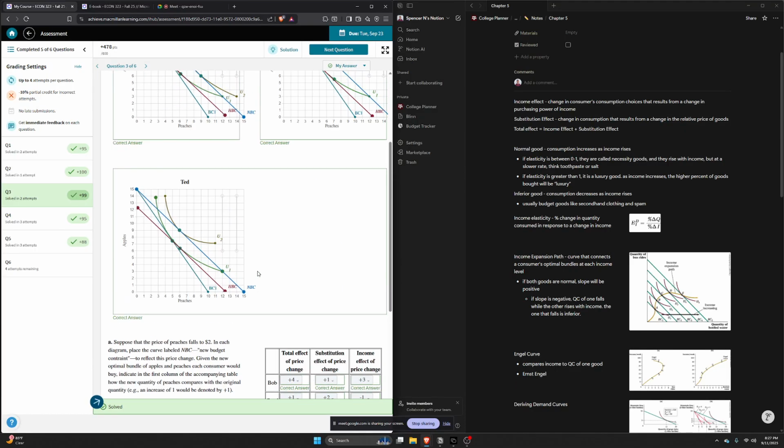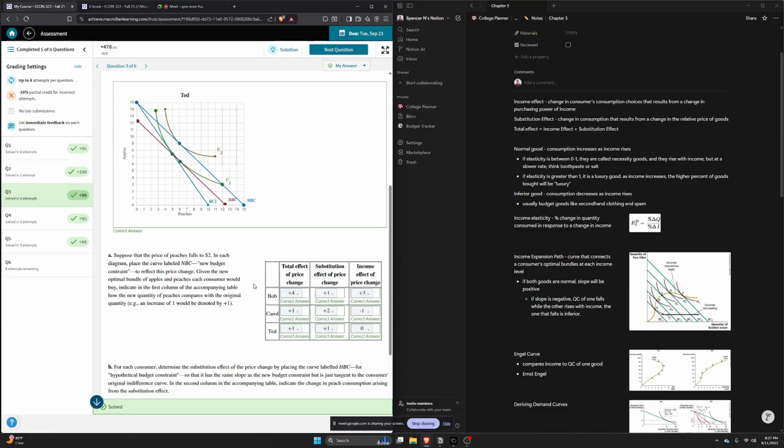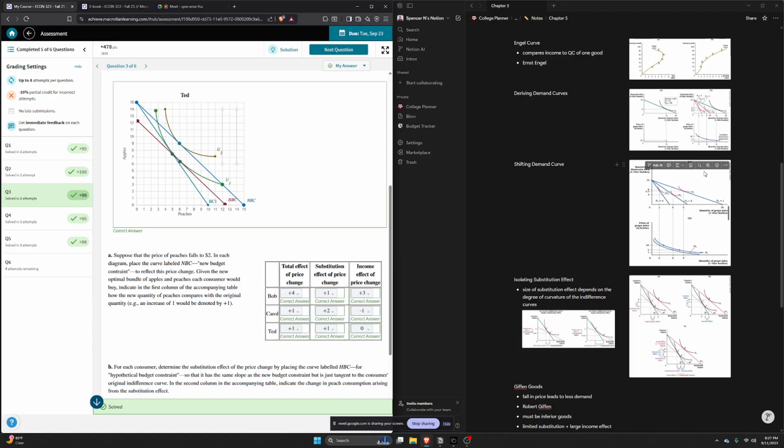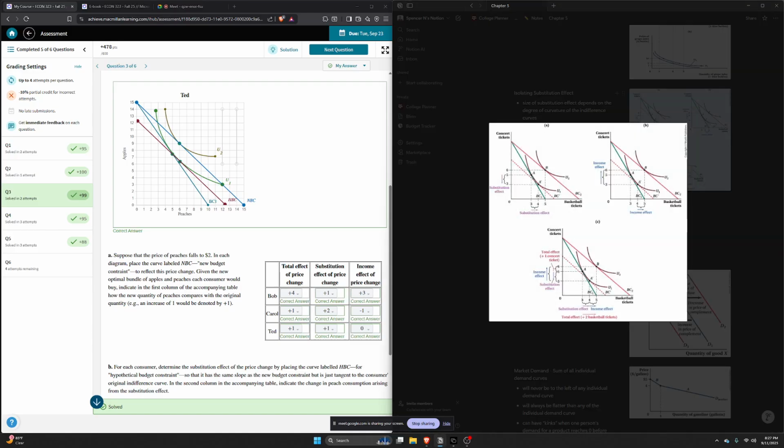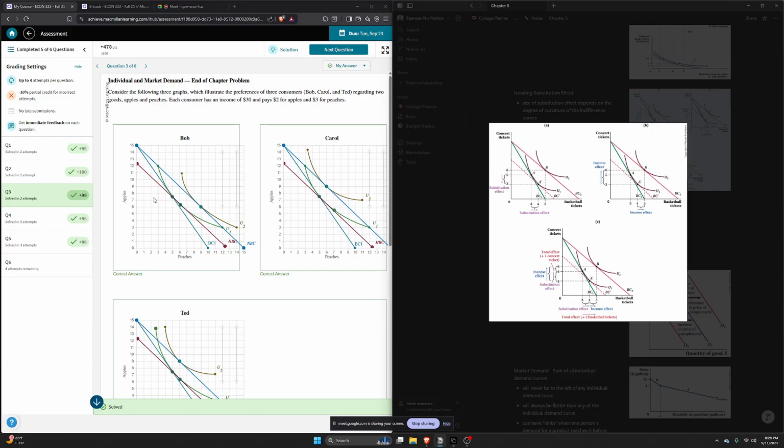All right. These are a bunch of graphs. This isolating substitution effect is going to come in handy. So you're going to want to do the graphs. Maybe I should have waited to do it so I could still move these around. But anyways, they all have an income of $30 and they pay $2 for apples and $3 for peaches, right? So they can either buy this original blue line, the BC1 was already here, right? So they can either buy 15 apples or 10 peaches, right?